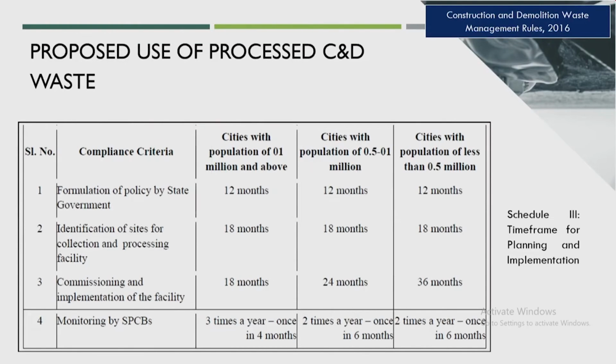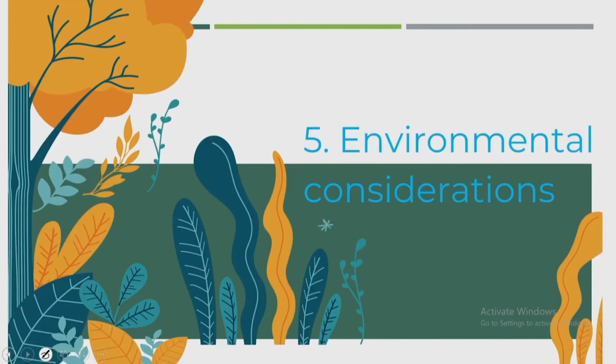And if you see the compliance criteria from the local authorities like the city, the monitoring also will be done by the State Pollution Control Board under the Construction and Demolition Waste Management Rules 2016. A timeline is given for each city of different population to come up with a particular policy, identified sites for collection and processing, and the commissioning of those facilities, like 12 months and 18 months. Even for the larger population, 36 months, they have to come up with the particular facilities.